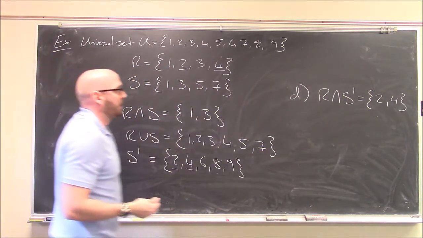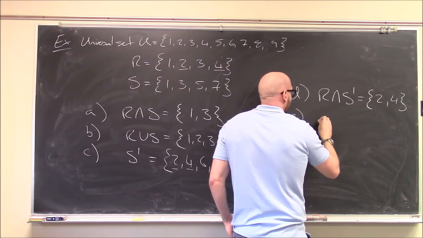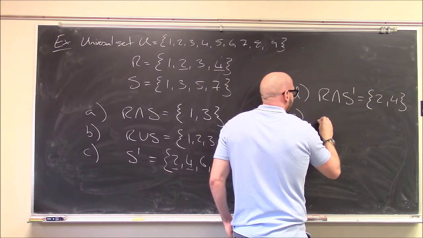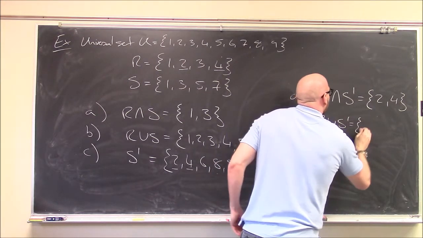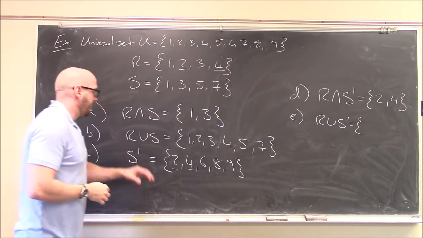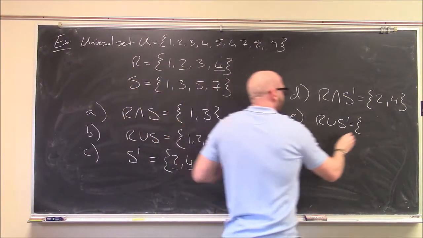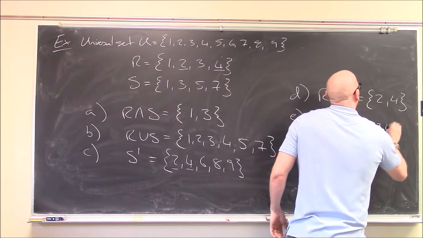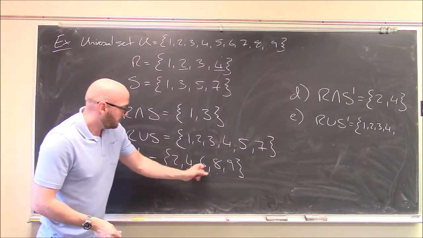And you could keep playing this game. You could do other complements. How about we just do R union S complement? So everything in R or in S complement. Let's just list R again. We've got 1, 2, 3, 4. And then everything else that's in S complement. We've already taken care of 2 and 4, so we've got 6, 8, and 9.